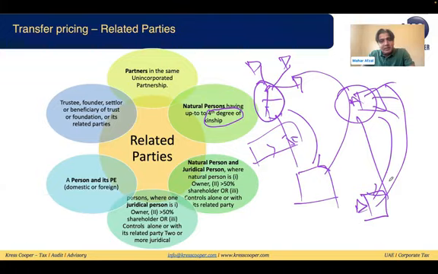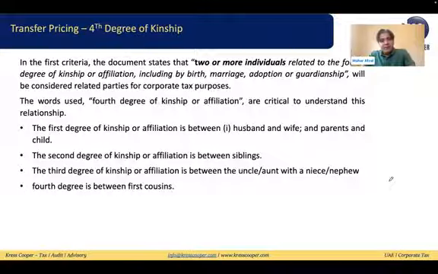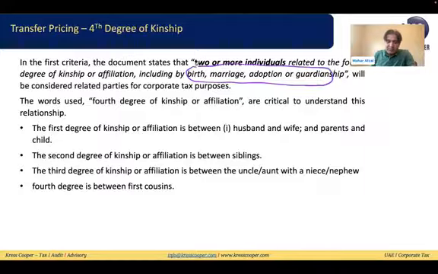A person and his permanent establishment, this is the related party: the trustee, founder, settlor, beneficiary of the trust or foundations, or its related parties, will be considered related parties. So we use the term fourth degree of kinship. This fourth degree of kinship can be established through kinship affiliation. It can be by birth, by marriage, by adoption or guardianship.